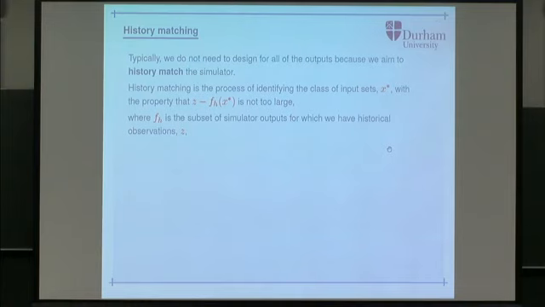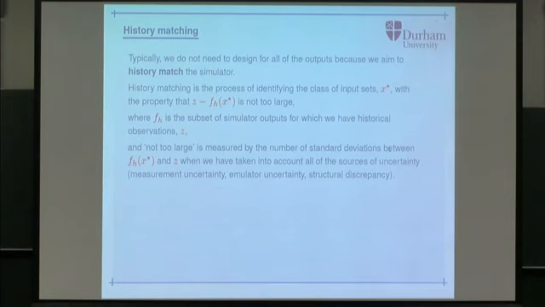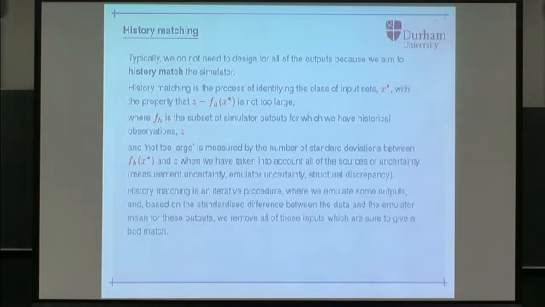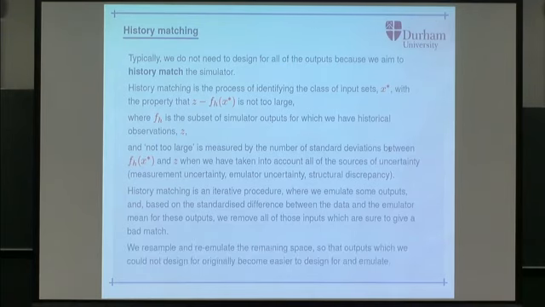So history matching is choosing a geology such that when you run the simulator, the output is not that different from the real world. Okay, and "not too large" is measured by the number of standard deviations. So history matching is an iterative process. You emulate some outputs, and we've talked a bit about that. They have to pass a bunch of tests, and we've now emulated them, and we now think they're good enough, effectively, for history matching. In each wave, we will resample and we will repeat this process. It's not a one-time deal.